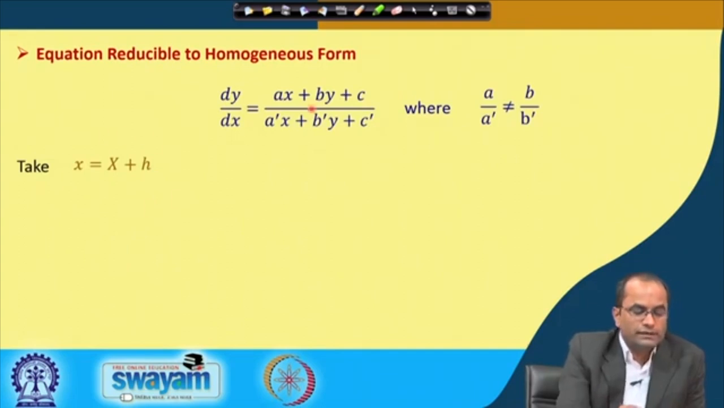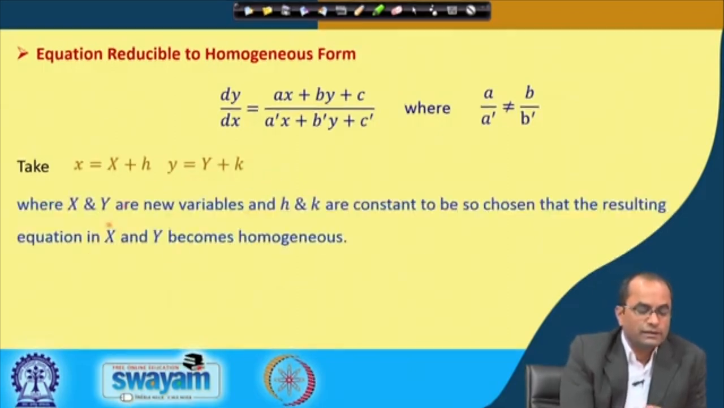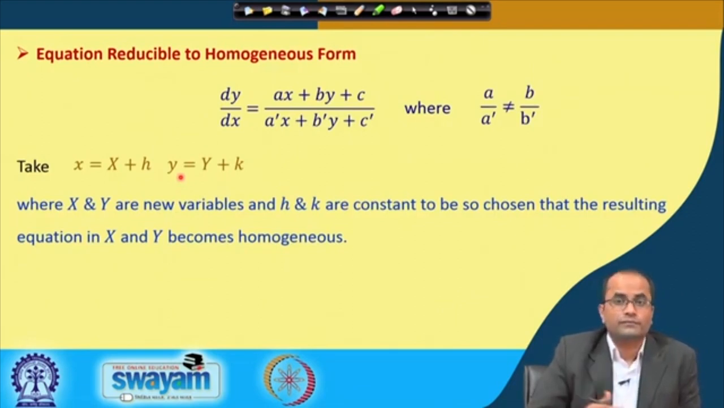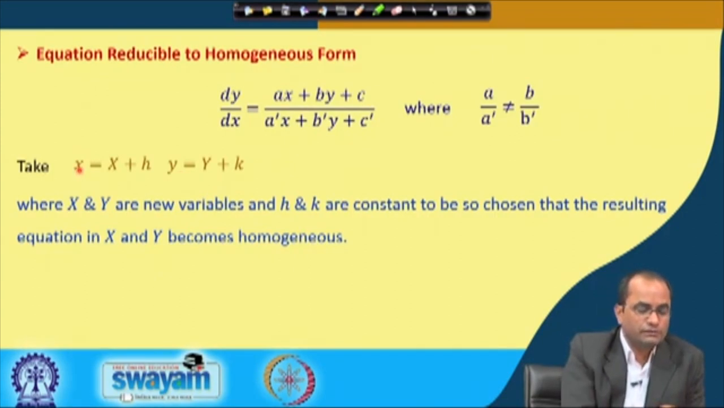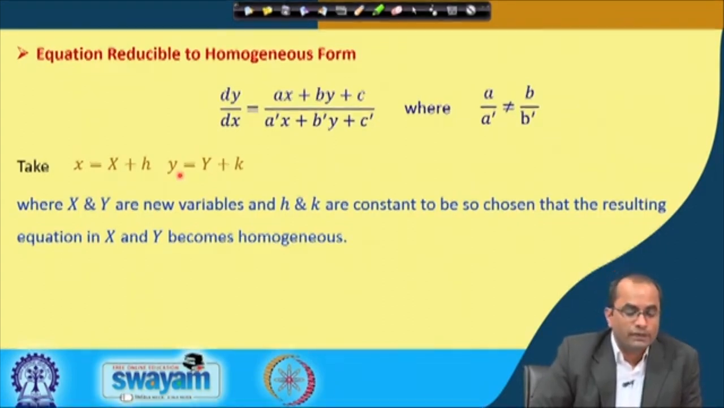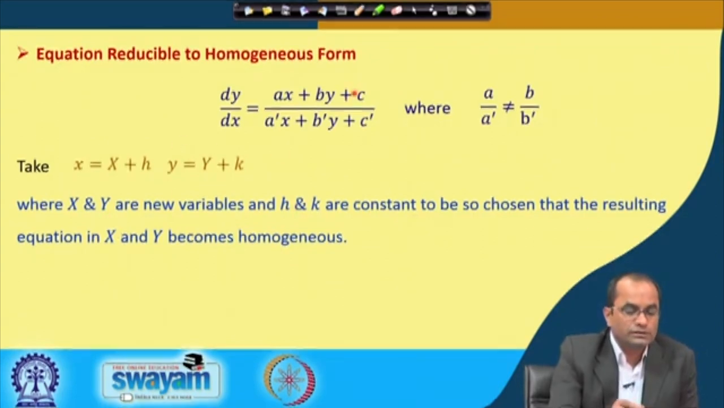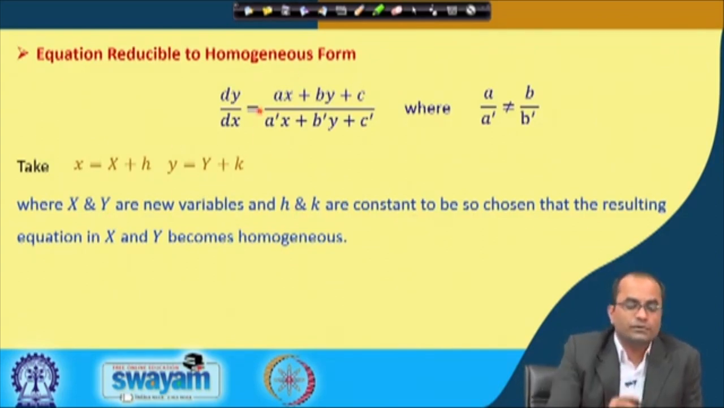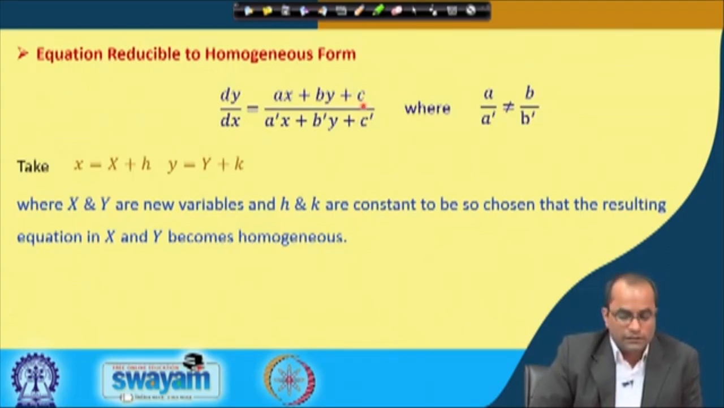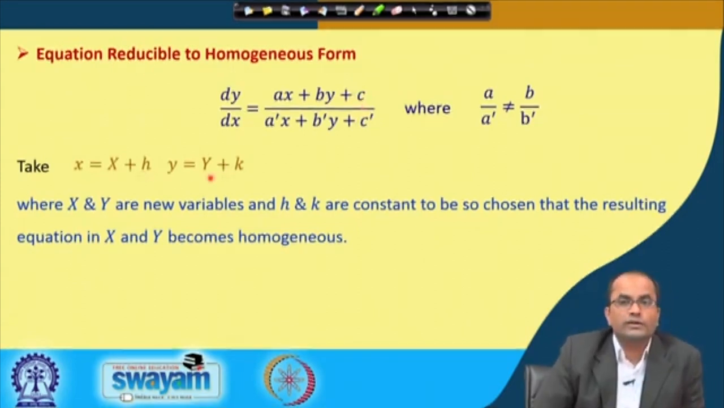So, we take the substitution x equal to X plus h and y equal to Y plus k as the new variables, big X and big Y. Now our independent variable and the dependent variable are both changed. Here h and k are constants, and we have to choose them such that the equation becomes homogeneous, because at present the equation is not homogeneous because of these constant terms. So we will choose h and k so that this equation becomes homogeneous.